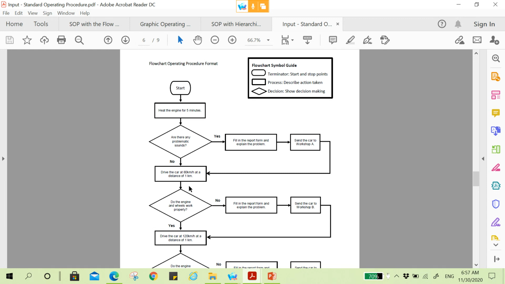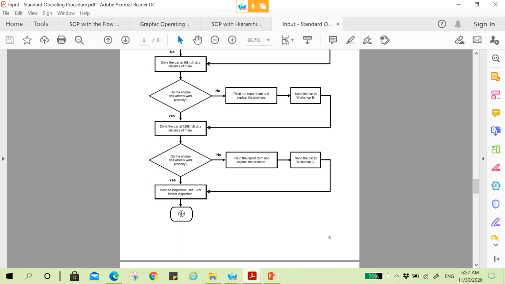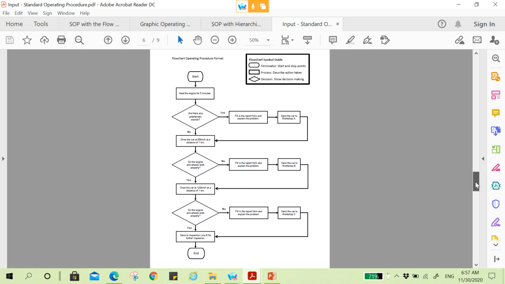But let's say the answer to the question just now is no. So you would directly need to drive the car at 80 km per hour at a distance of 1 kilometer. Okay, understand? So you are going to do this until you reach the end. And then you guys can see that your procedure is complete. Okay, I hope you understand for flowchart.